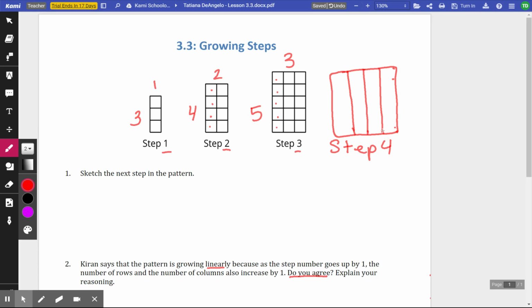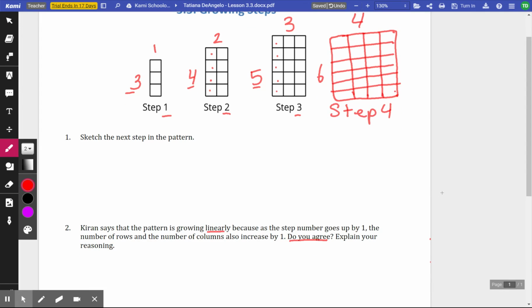Pretty sure I'm going to have 4 columns. So now I just need to figure out, well, what's going on with the rows? Well, as you see, it's going up by 1: 3, 4, 5. So it's easy to think that this one would be 6. That 6 would then be the next part of the pattern. So now I have a 6 by 4. So a 3 by 1, a 4 by 2, a 5 by 3, a 6 by 4. So that is the next step in the pattern.